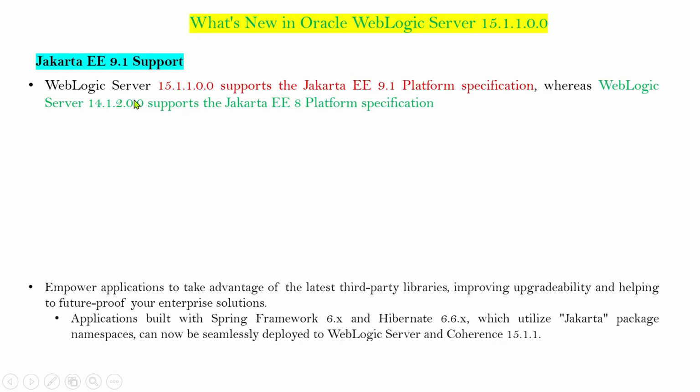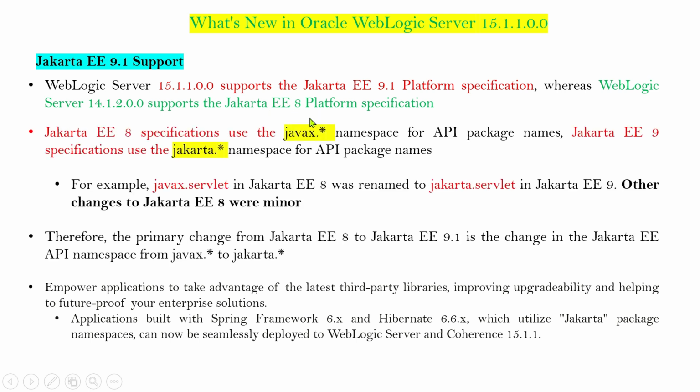So that means your WebLogic supports the Jakarta Enterprise Edition 9.1 platform specification. You can develop your applications based on the standard API packages and libraries available in Jakarta Enterprise Edition 9.1. And as I said, 14.1.2 still supports the Jakarta Enterprise Edition 8 platform. Now, what is the major change that you need to make in your code?